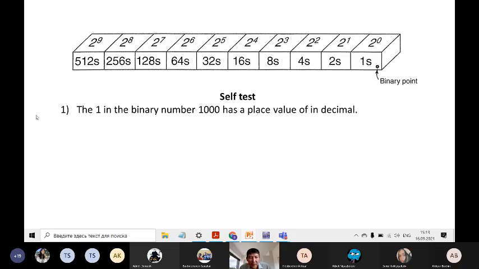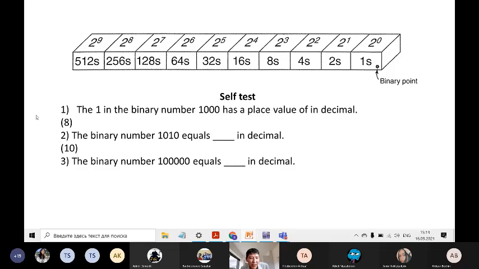So you can just see from this diagram that it's just 8 place value. So next one, the binary number 0101 equals in decimal how much? 10. So let's check. 10.